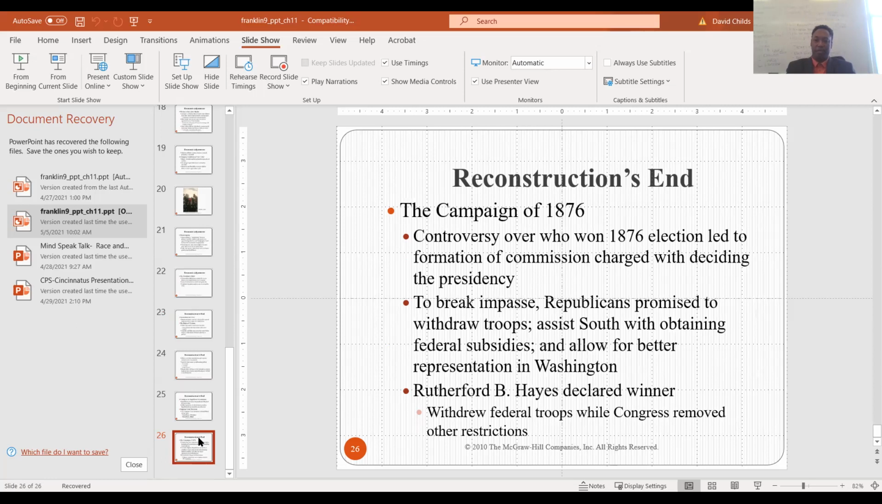Rutherford B. Hayes was declared the winner. They withdrew federal troops while Congress removed other restrictions. In other words, the end of Reconstruction undid a lot of the gains that blacks had made. And so you had a racist country again.